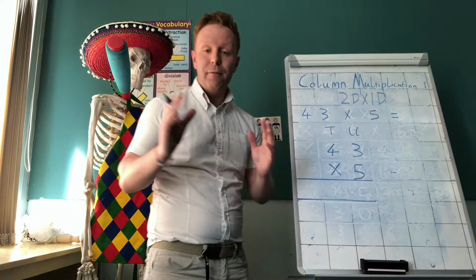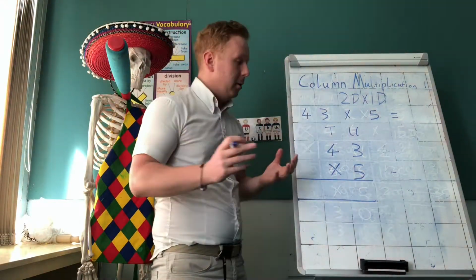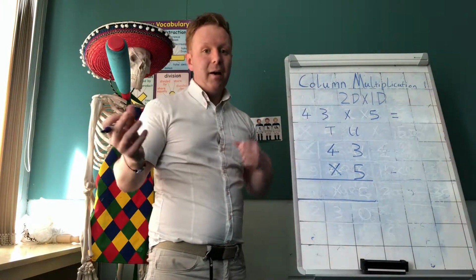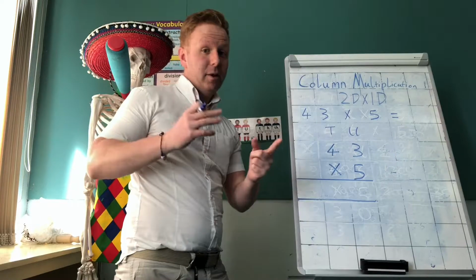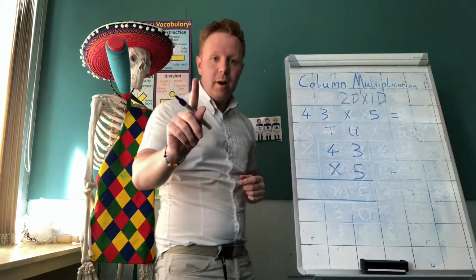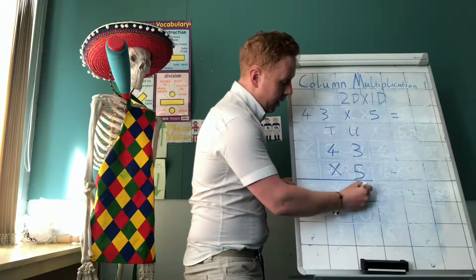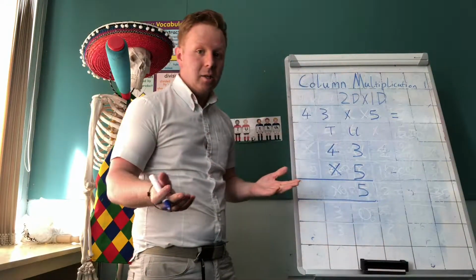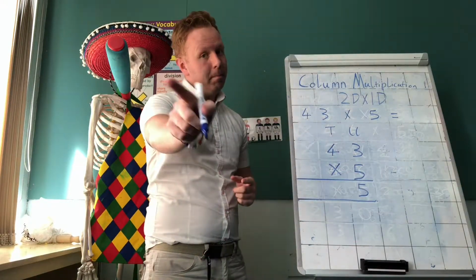5 times 3. Now 5 times 3 is 15. 15 is made up of 2 parts. It's got a 5 and it's got 1 10. It's made up of a 10 and a 5, 5 and a 10, 10 and 5, whichever way you want to talk about it. Now, we're only allowed to put one number per box. So we put our 5 units in our units column. It makes sense. That 10, however, is not allowed to be in that units column.